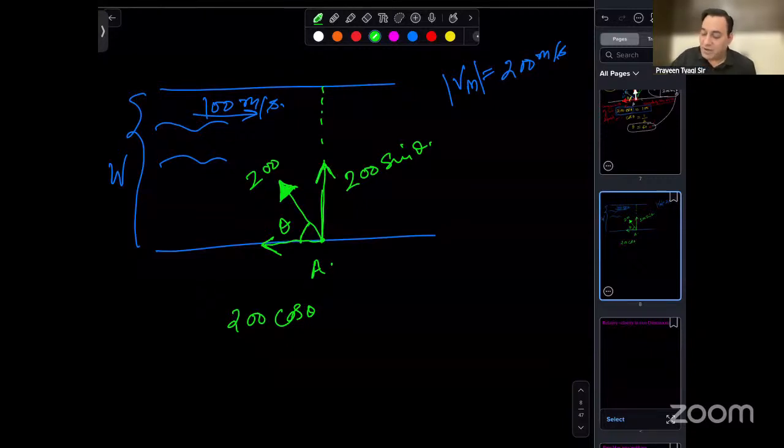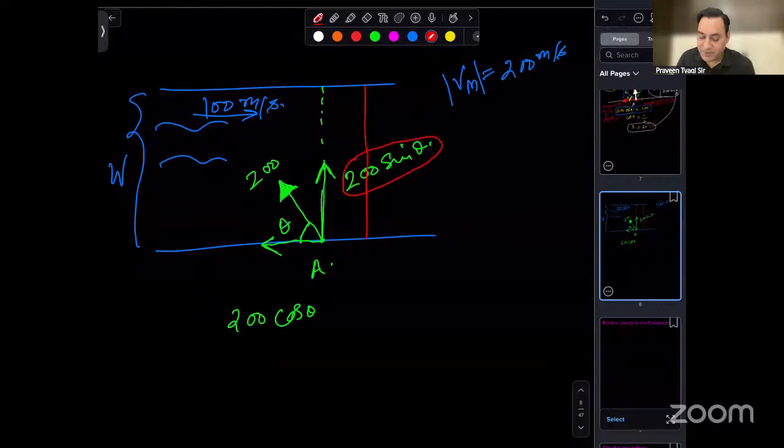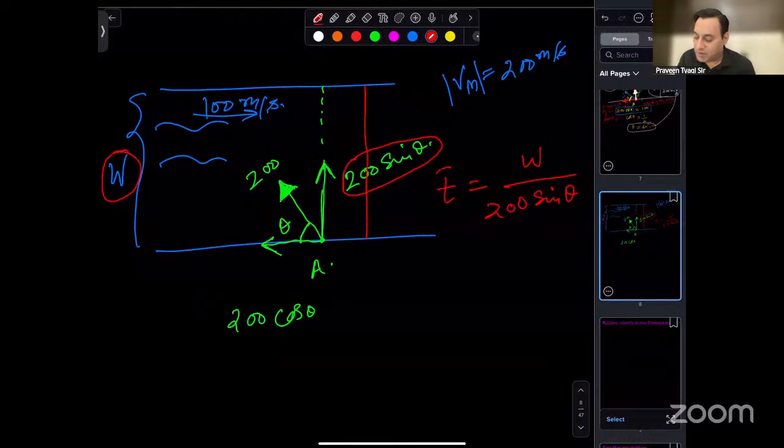Now, if I want to only study the motion perpendicular to the river, in this direction, his speed is going to be 200 sine theta. The width of the river is W. The total time taken will be equal to W divided by 200 sine theta. If you see, I want this time to be minimum. Now, my condition is not that I want to reach the opposite point. No, that is not my condition.